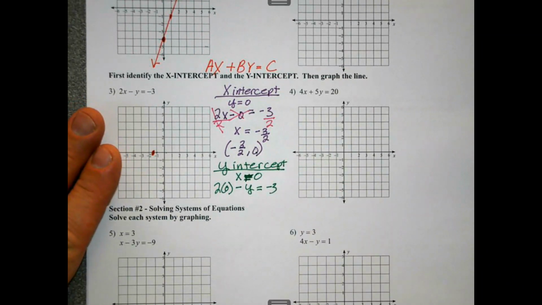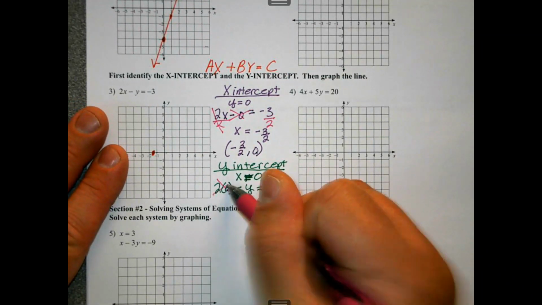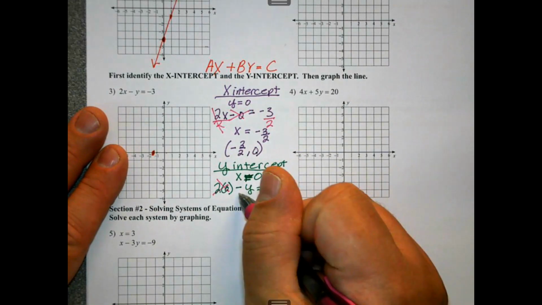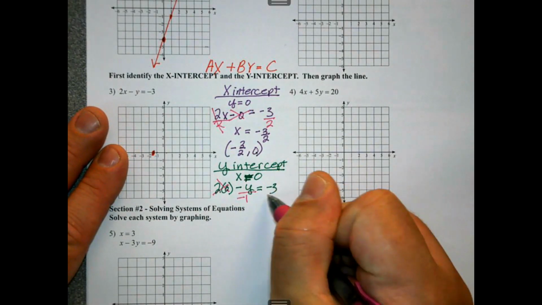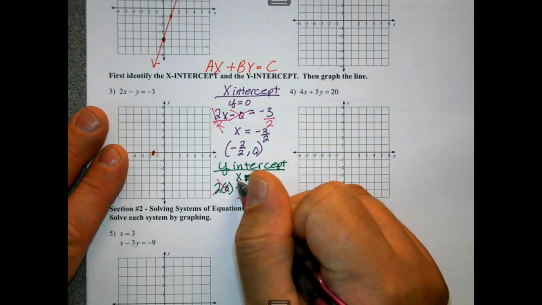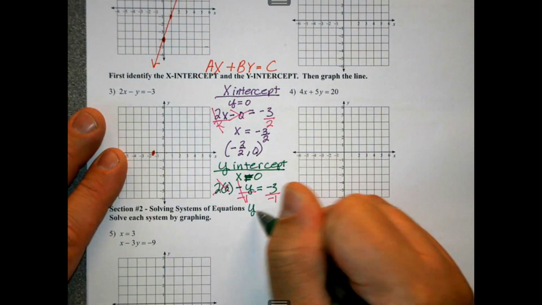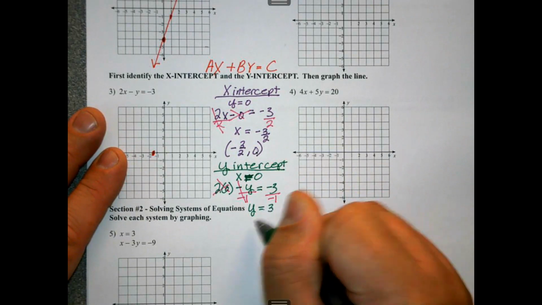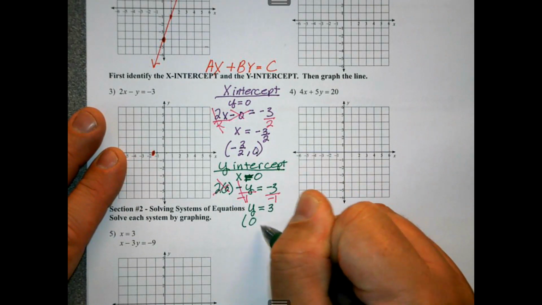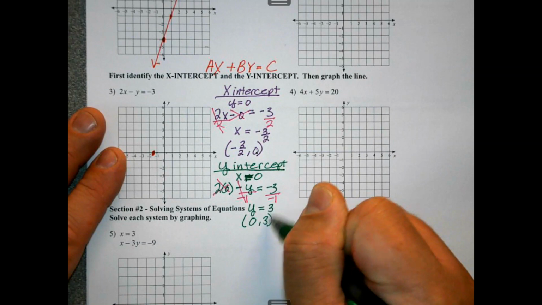Okay, this is 0. We don't have to deal with that. I'm going to divide both sides by -1. So y equals +3, or the point 0, comma 3, whichever one you want to use.